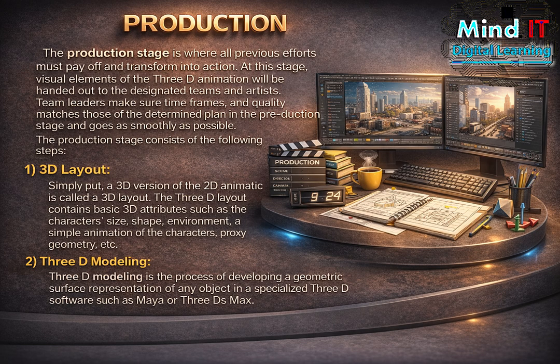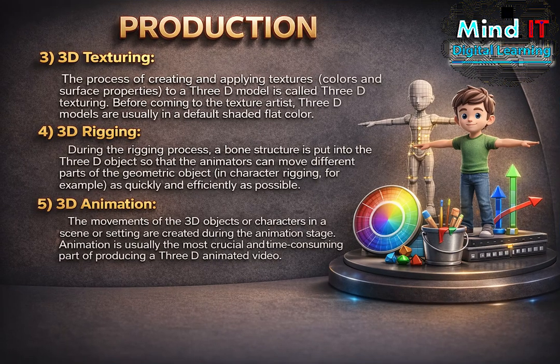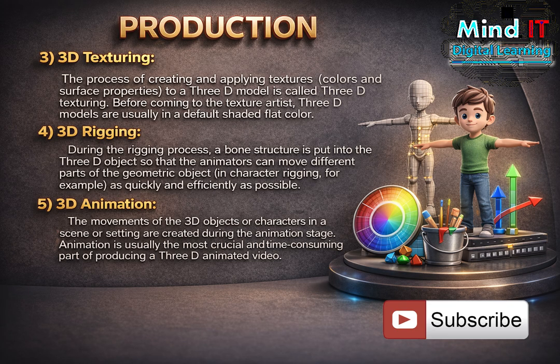3D modeling. 3D modeling is the process of developing a geometric surface representation of any object in a specialized 3D software such as Maya or 3ds Max. 3D texturing. The process of creating and applying textures, colors and surface properties to a 3D model is called 3D texturing. Before coming to the texture artist, 3D models are usually in a default shaded flat color.